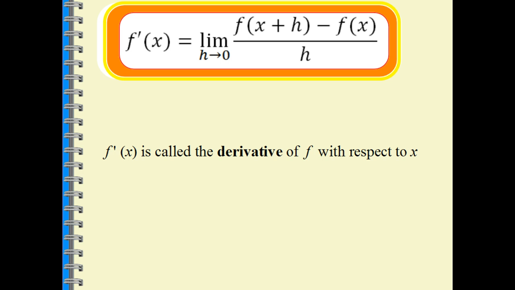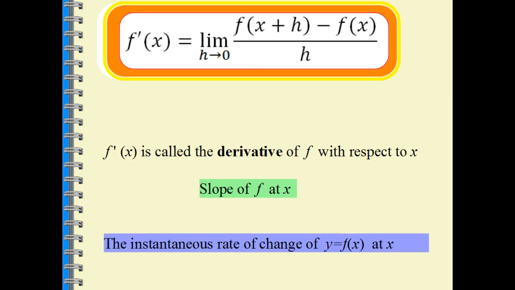Now, there are two ways to define a derivative. We can look at it geometrically, and that's the slope of f at x. So when we graph the derivative, that gives us the slope of our original function f for every given x value. The other way we can look at it is the instantaneous rate of change of y equals f of x at x. For the function y equals f of x, its instantaneous rate of change at every x value is f prime of x.